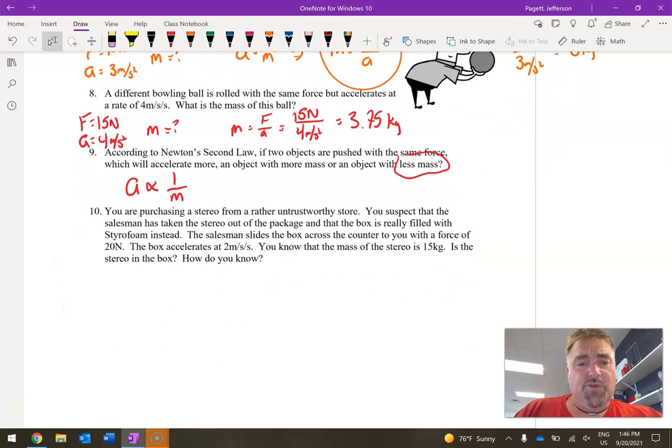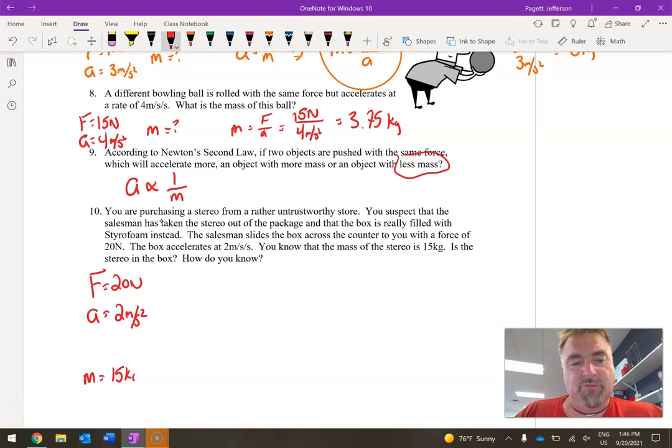And number 10, you're purchasing a stereo from a rather untrustworthy store. You suspect the salesman has taken the stereo out of the box and filled it with styrofoam instead. The salesman slides the box across the counter with a force of 20 newtons. So the force is 20 newtons on it. The box accelerates at 2 meters per second squared. You know the mass of the stereo is 15 kilograms. So the mass we're looking for here is 15 kilograms.